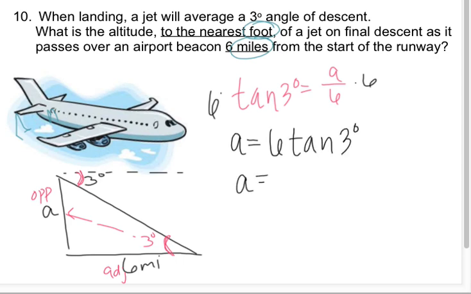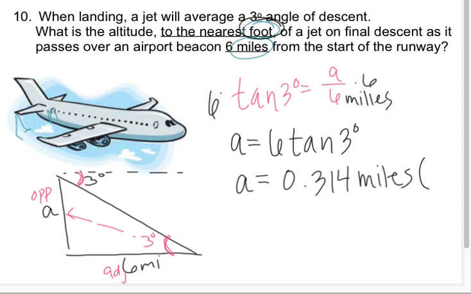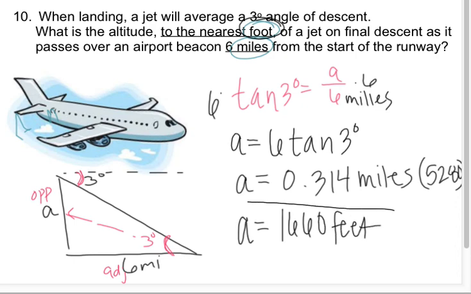So if you type this into your calculator, you're going to get that A is 0.314. Well, think about it. This was in miles. So my label's in miles, but the answer needs to be to the nearest foot. So what I would need to do is take that answer, don't delete it off your screen, use the entire answer, and multiply it by, well, how many feet are in a mile? There's 5,280 feet, so multiply that by the number of feet. And when you do that, you'll get that your altitude, rounded to the nearest foot, is 1,660 feet. That would be my altitude.